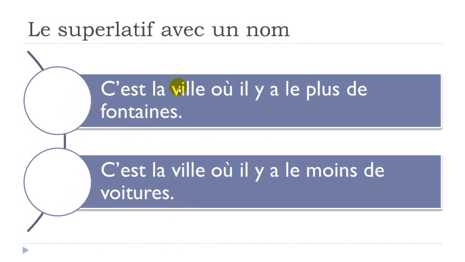Okay, so c'est la ville où il y a le plus de fontaines. C'est la ville où il y a le moins de voitures. Okay, and that's the way that you can use if you want to construct this superlatif avec un nom.